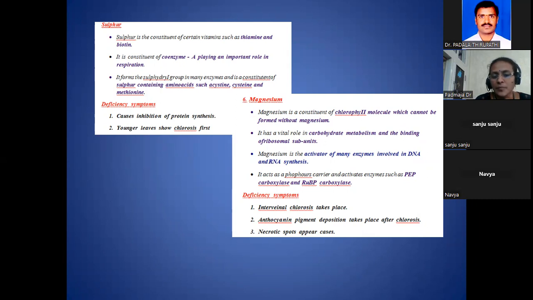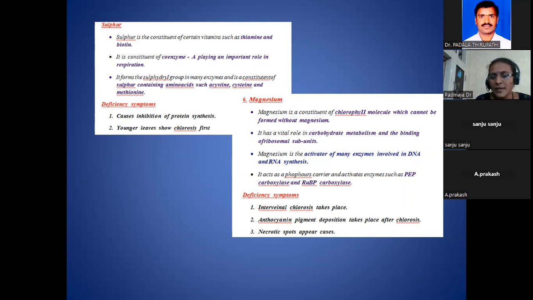And magnesium. Magnesium is a constituent of chlorophyll molecules, which cannot be formed without magnesium. So without magnesium, chlorophyll formation will be affected. It has a vital role in carbohydrate metabolism and in binding the ribosomal subunits. That means it is helpful in protein synthesis also, binding the ribosome subunits in the 70S and 80S types of ribosomes. And magnesium is the activator of many enzymes involved in DNA and RNA synthesis.